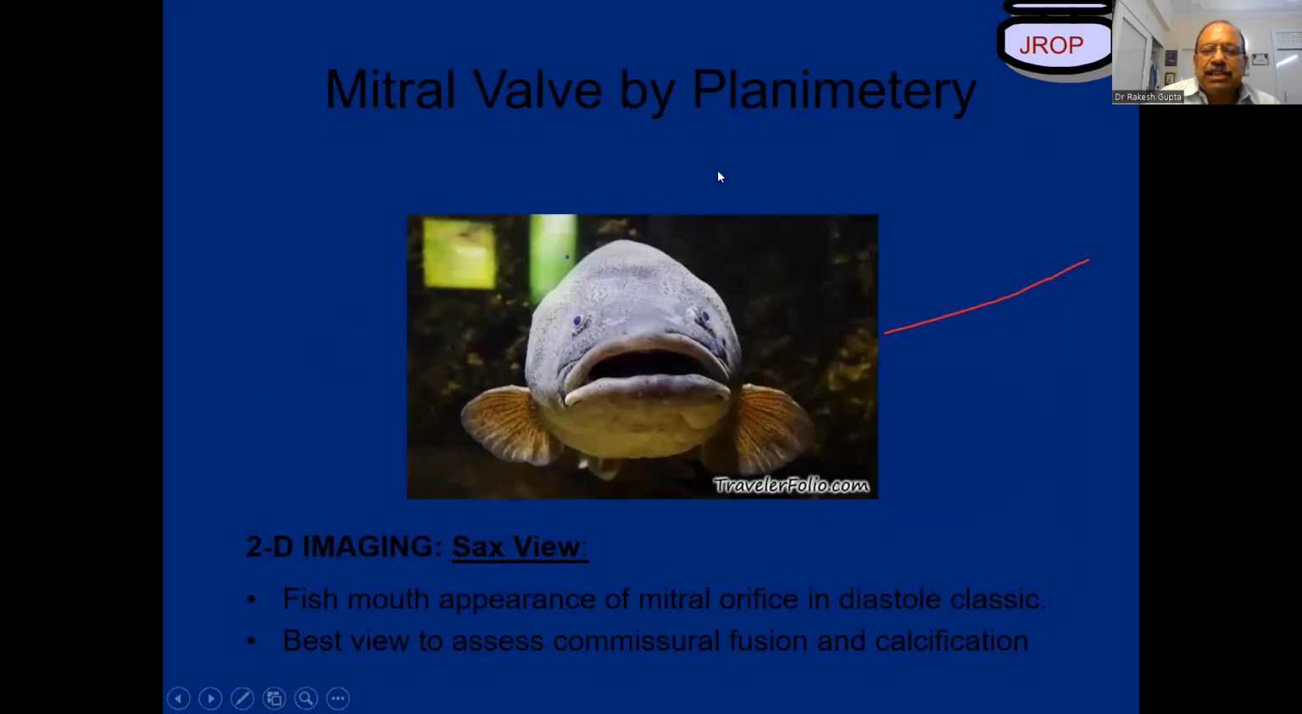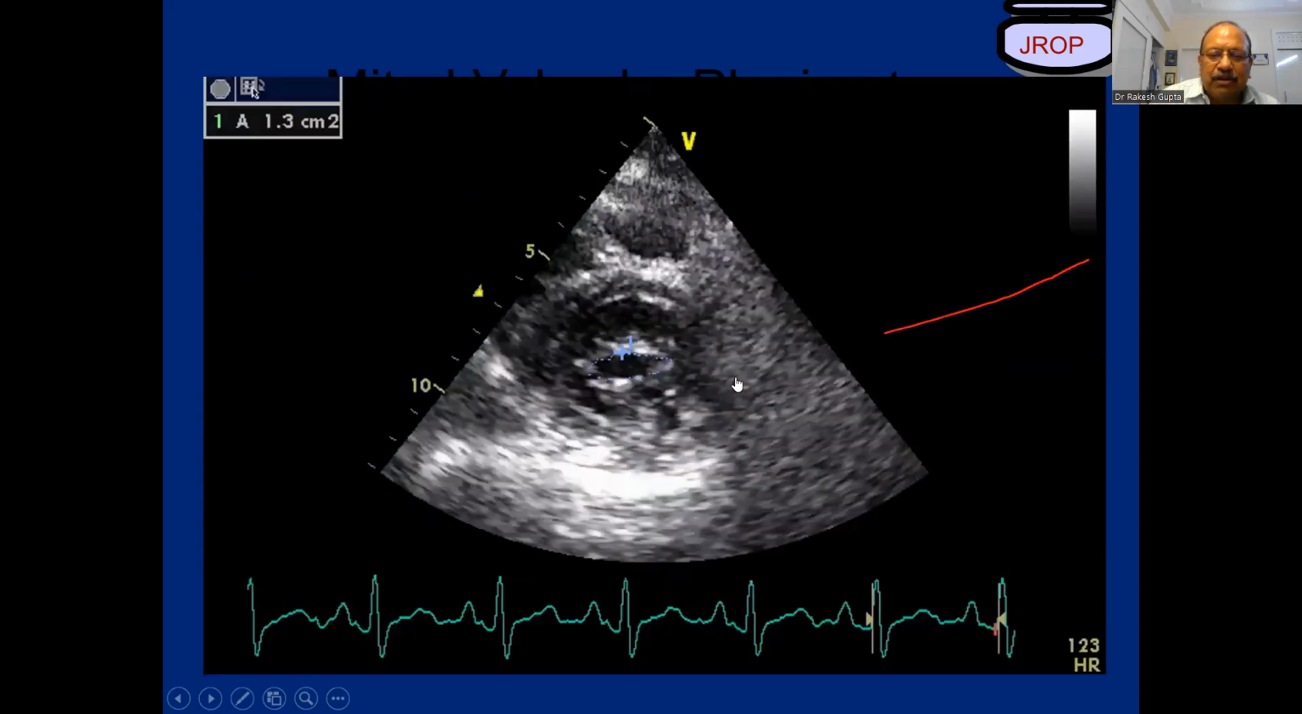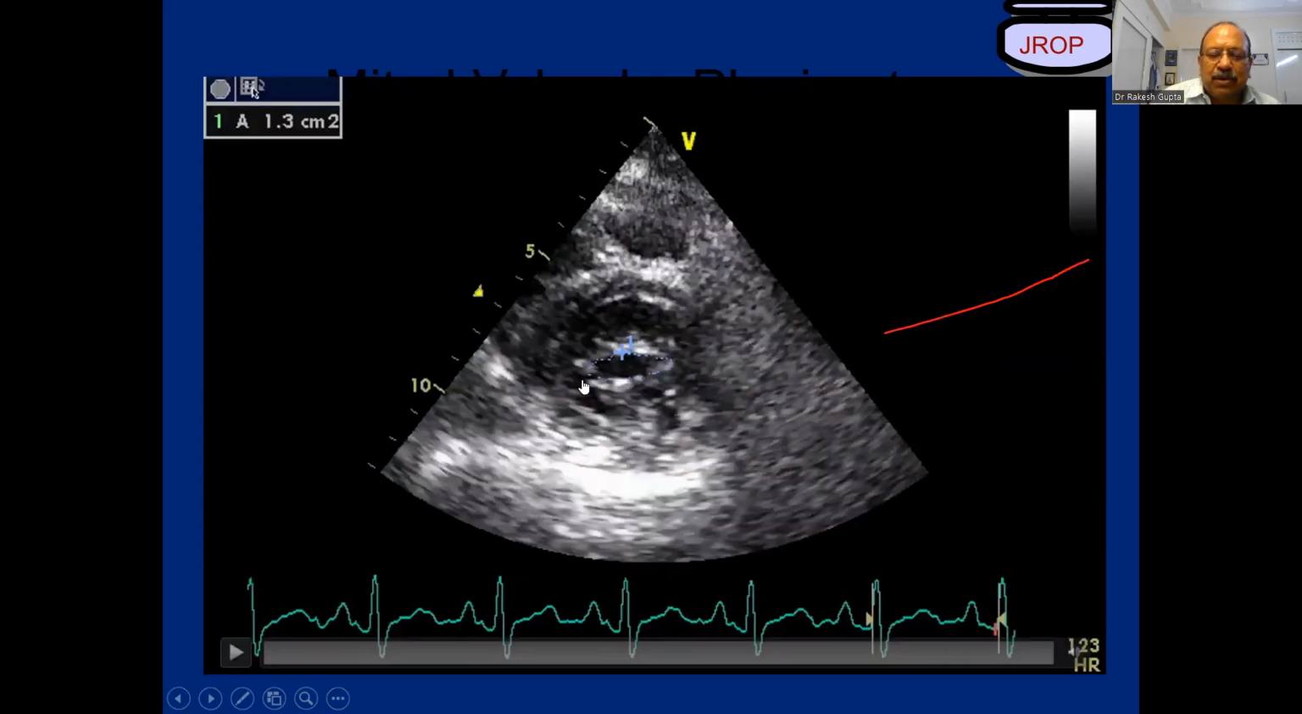Next is mitral valve by planimetry. All of us understand the mitral valve has an anterior mitral valve leaflet and a posterior mitral valve leaflet, and these two meet at the commissures of the mitral valve. How do we look at it? When we do an echocardiography, it looks like a fish mouth in appearance. This is AML, this is PML, and this is one commissure, this is the second commissure, what we see over there.